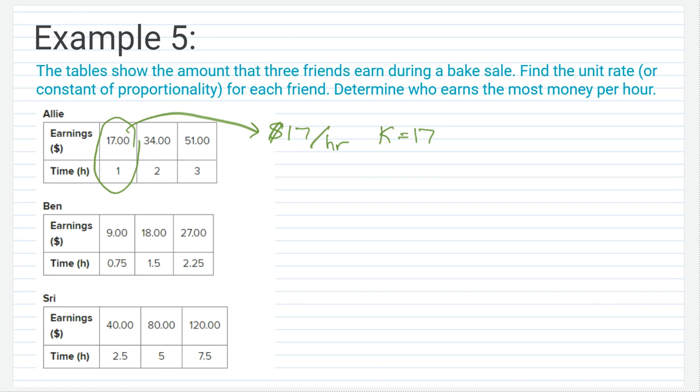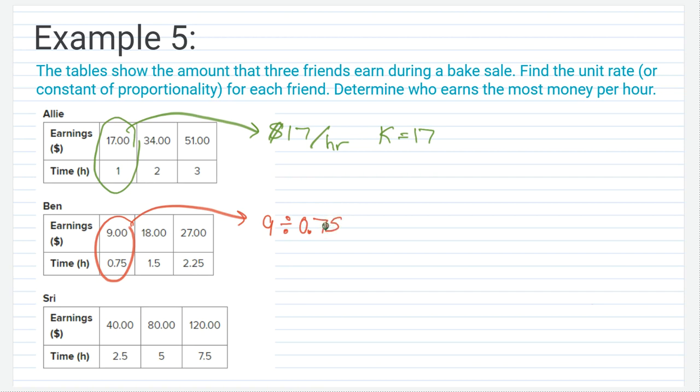So this isn't too bad. Again, you're just going to have to do some division. You can pick whatever value, because again, they're telling you to find that constant of proportionality, which means all of their relationships are proportional. So then we can just pick the first one. We can do 9 divided by our time here, so 75 hundredths.